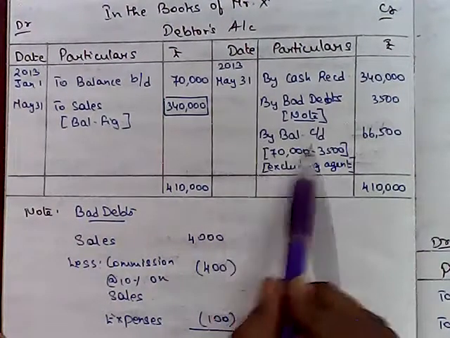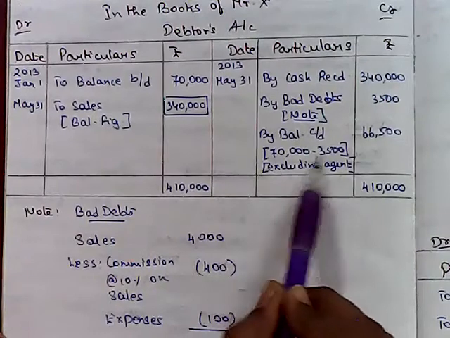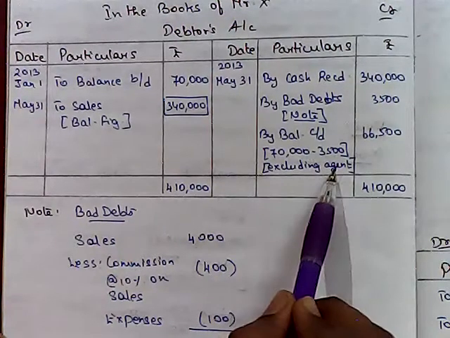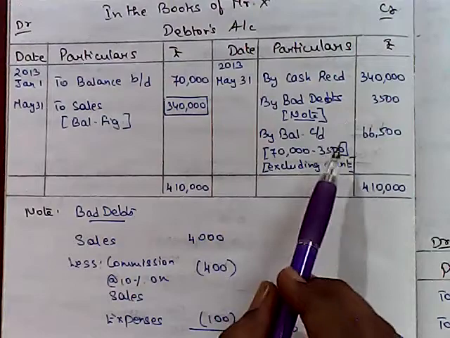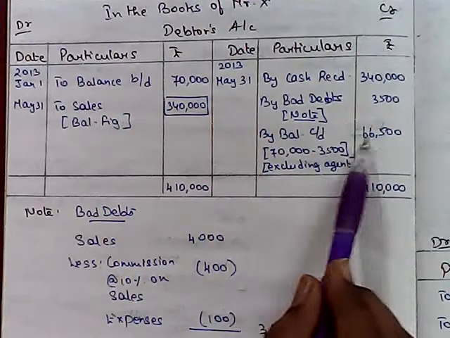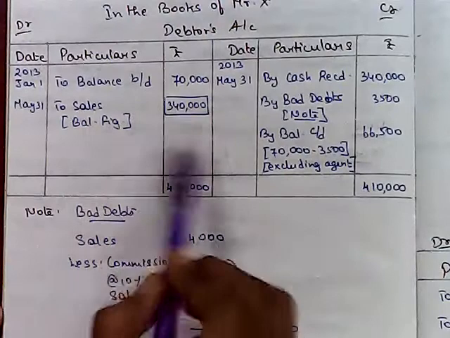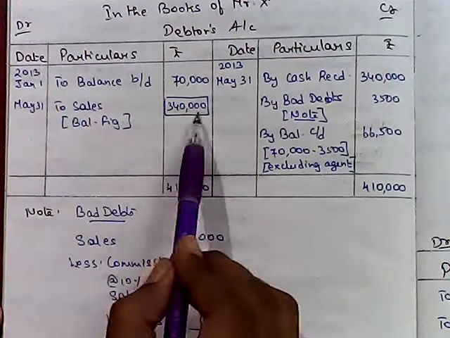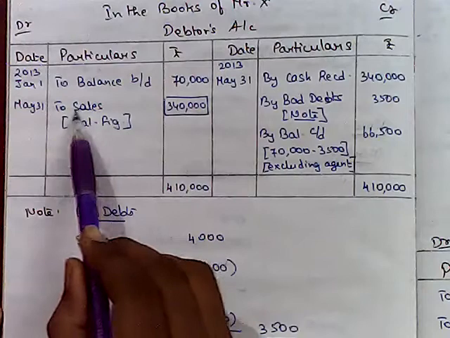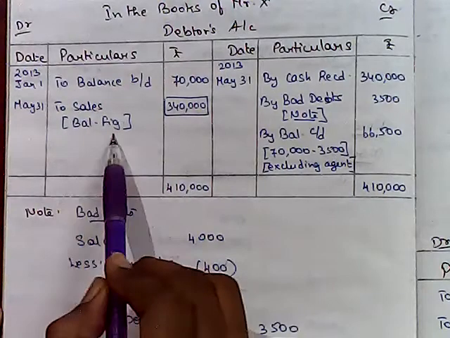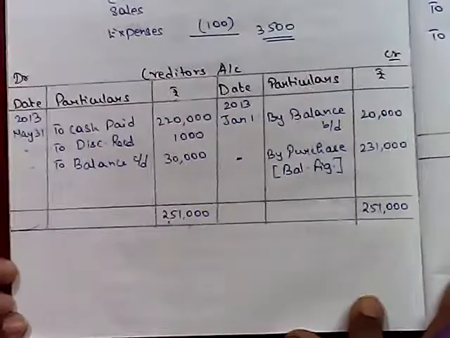Then next is closing balance, that is 70,000 minus 3,500. This is excluding the agent commission given in the question. So which is 66,500. Now the balancing figure comes in the debit side, which is 3,40,000. So that will be called as to sales, which is the balancing figure. Okay. Now next moving to the creditors account.